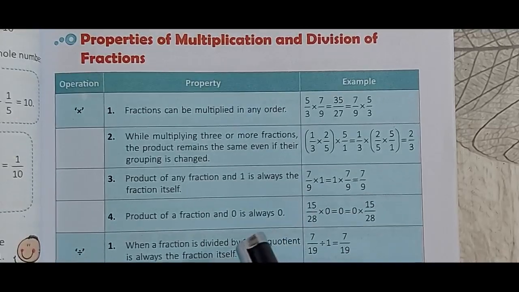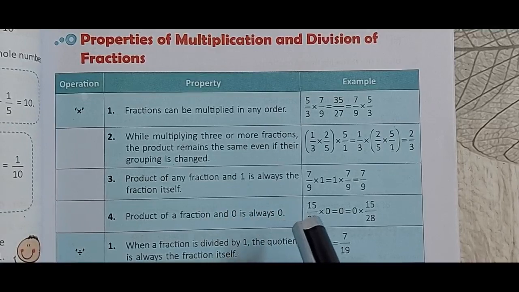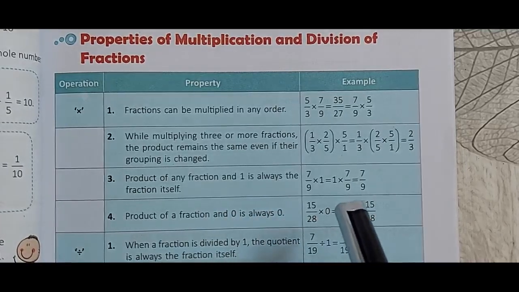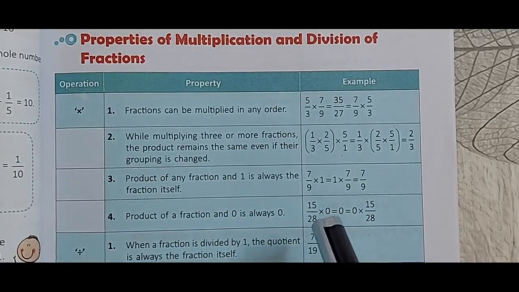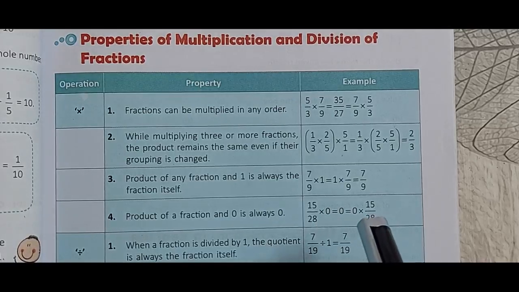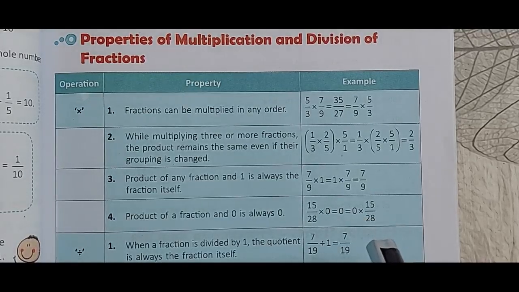Moving on to point 4. Product of a fraction and 0 is always 0. So you multiply two fractions like 15 by 28 into 0 is equal to 0 into 15 by 28. In both the cases your answer will be 0 only.